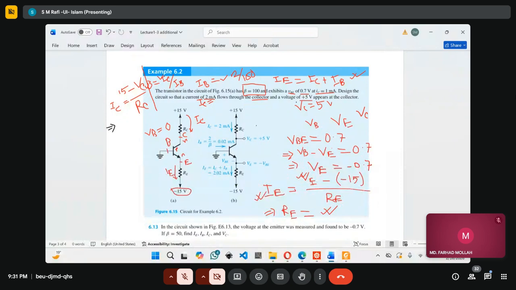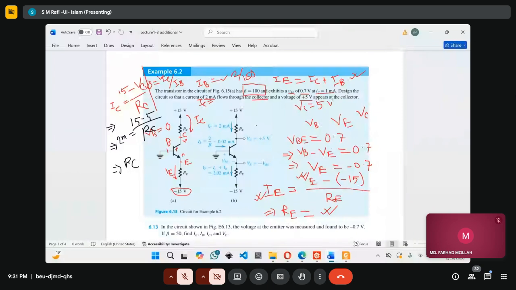So now, that VC value, maybe I can put in this one. What is the IC value? 2 milliampere. And that equal to 15 minus VC. It was given 5 volt minus 5 volt, and divided by RC value. We need to calculate RC value. So you see everything is known other than RC, so you can calculate RC from here.